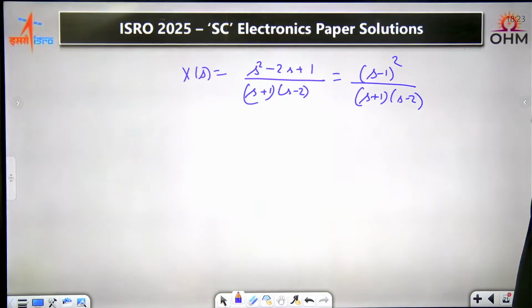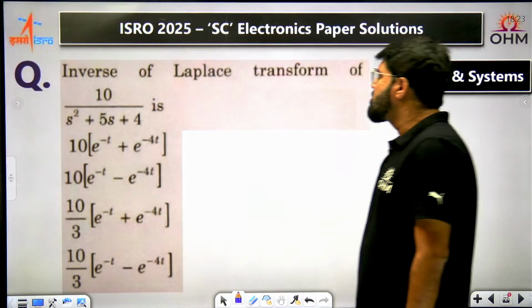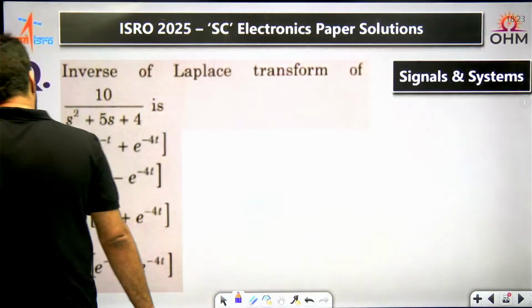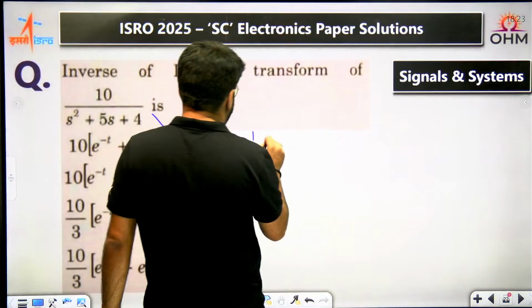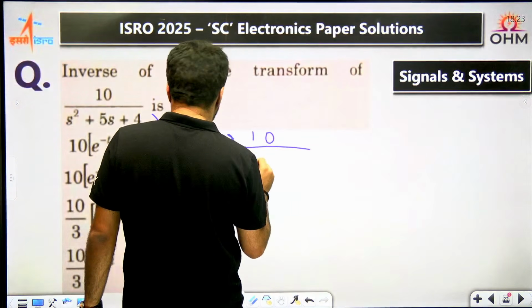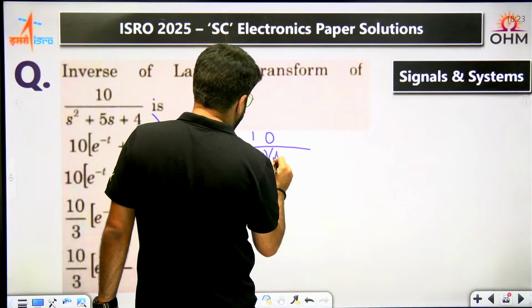Anyways, next question. Inverse of the Laplace transform. Okay, what is this? I'll factorize the denominator first of all. s square plus 5s plus 4 is (s plus 1)(s plus 4).